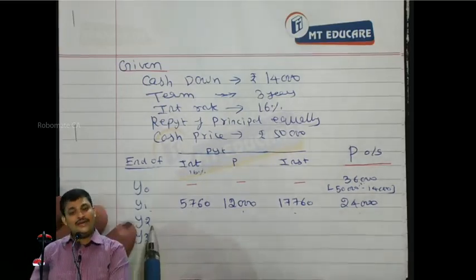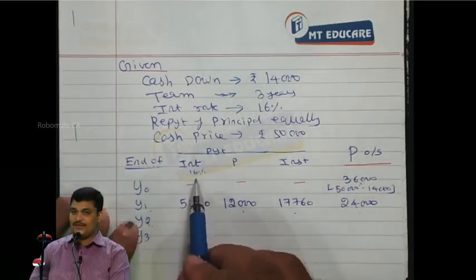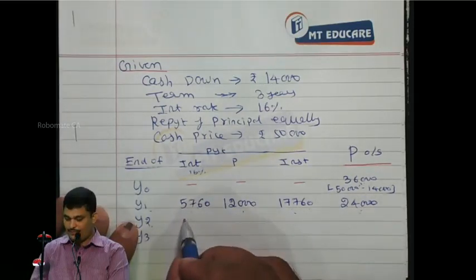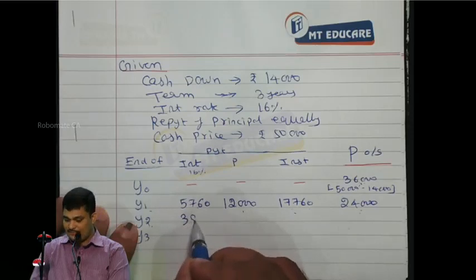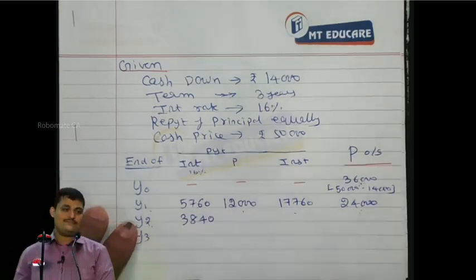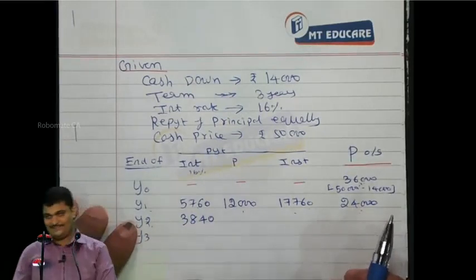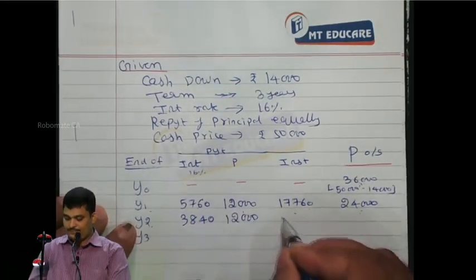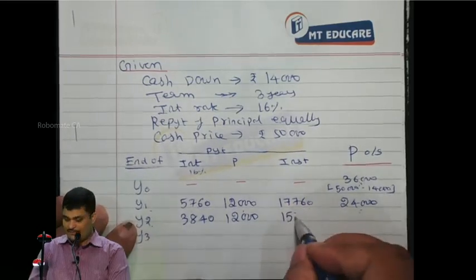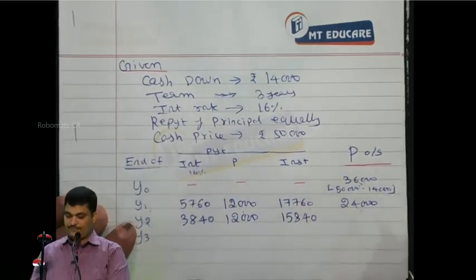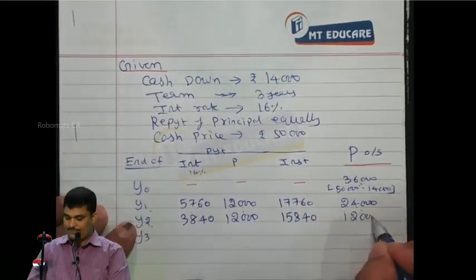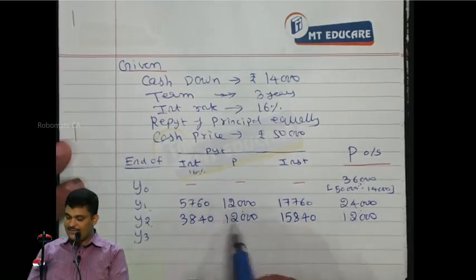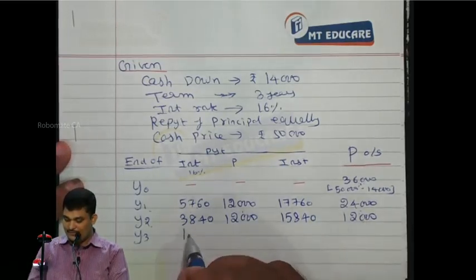Year 2. Interest will be charged at the rate of 16% on 24,000. And this is 15,000. Everybody? Then we will charge interest at 16% on 12,000.